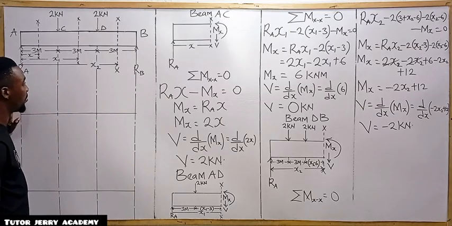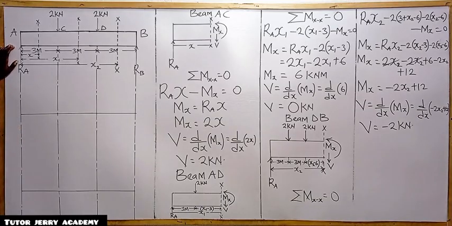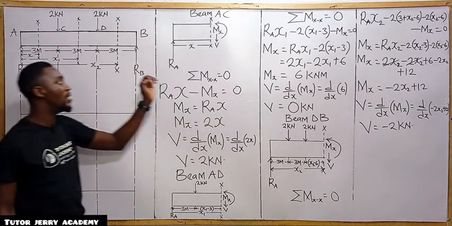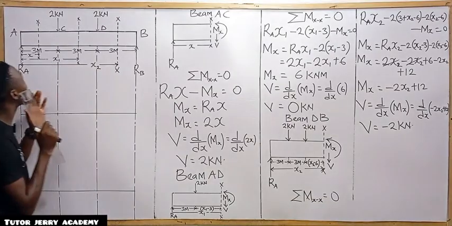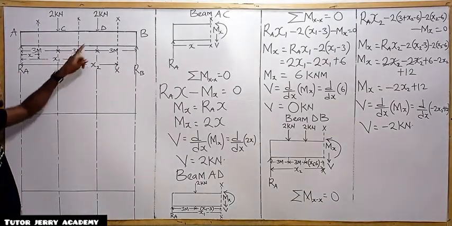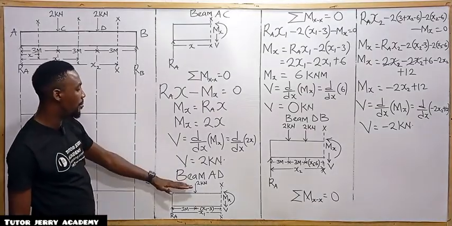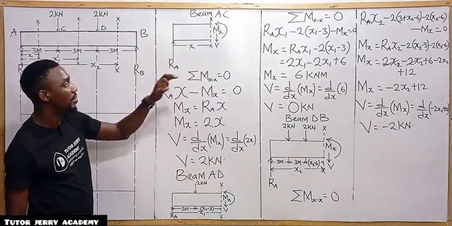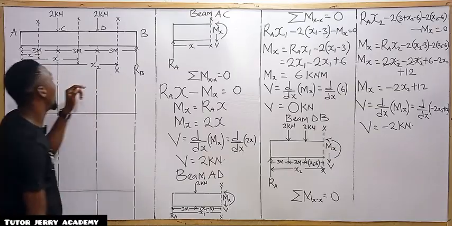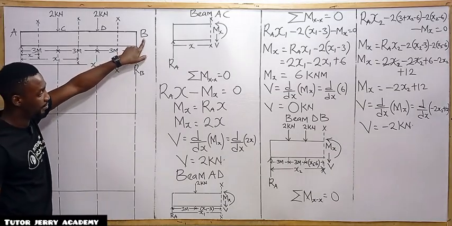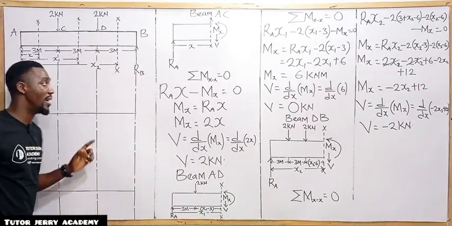Here we are starting with the shear force first. If you want to find your shear force at point A and point C, we are going to be using the beam AC to do that. After that, the point you need to get now is point D. If you want to get the shear force at point D, you just go to the beam AD and use beam AD to analyze that. Then if you want to get your shear force at point B, you now use beam DB to analyze that. I hope you understand. All right, let's start now.